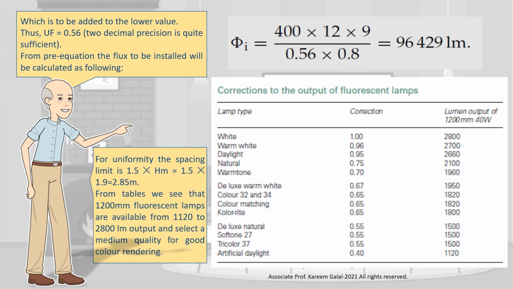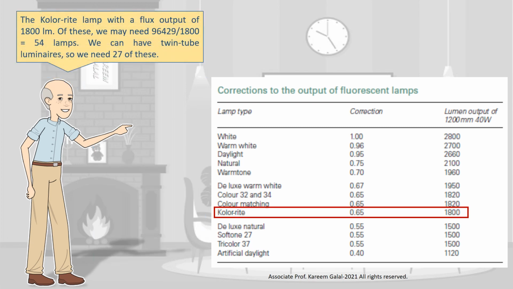For uniformity the spacing limit is 1.5 h equals 1.5 times 1.9 equals 2.85 m. From tables we see that 1200 mm fluorescent lamps are available from 1120 to 2800 Lm output, and select a medium quality for good color rendering. The colorite lamp with a flux output of 1800 Lm. Of these, we may need 96429/1800 equals 54 lamps. We can have twin tube luminaires, so we need 27 of these.